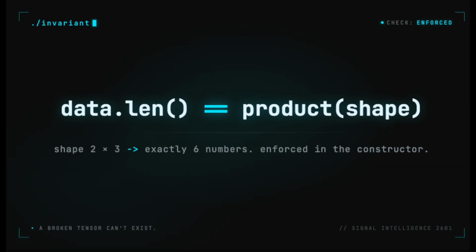If they don't match, it panics on the spot, which means a broken tensor literally cannot exist in this system. You can't build one. Same idea as the scalars, where grad always started at 0. The constructor owns the rules, so every tensor is valid the moment it's born. So, a little detail I actually liked.